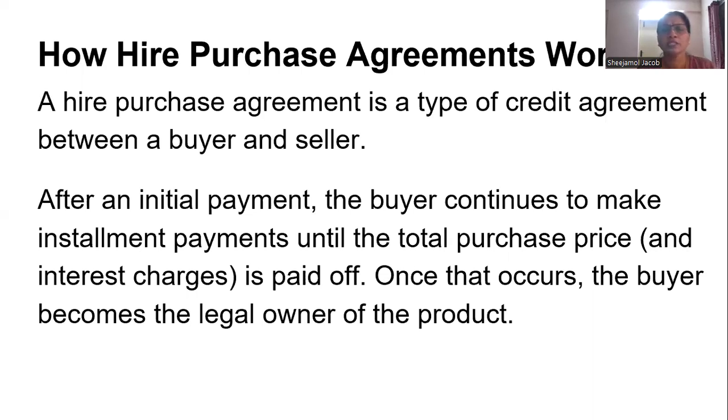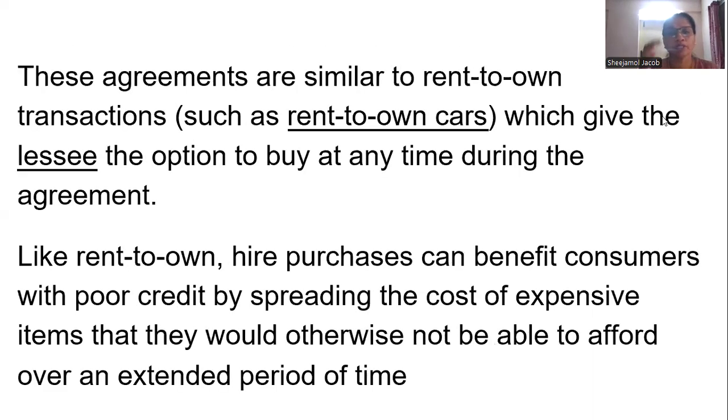How does a hire purchase agreement work? A hire purchase agreement is a type of credit arrangement between the buyer and the seller. After an initial payment, that is the down payment, the buyer continues to make installment payments until the total purchase price, including interest charges, is paid off. Once that occurs, the buyer becomes the legal owner of the product. These agreements are similar to rent-to-own transactions such as rent-to-own cars, which give the lessee the option to buy at any time during the agreement.